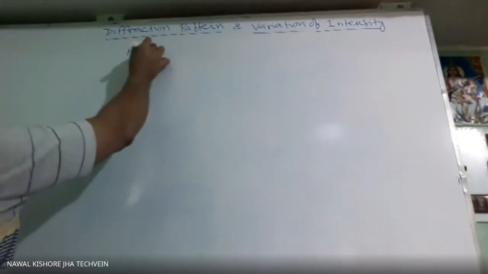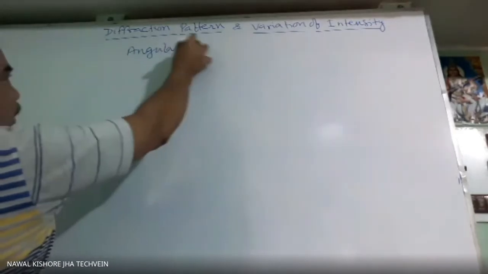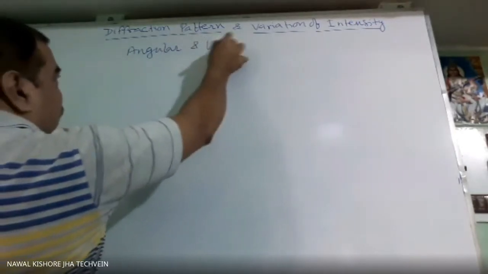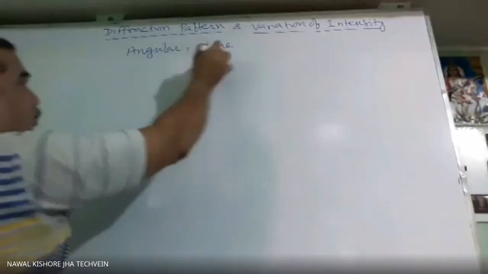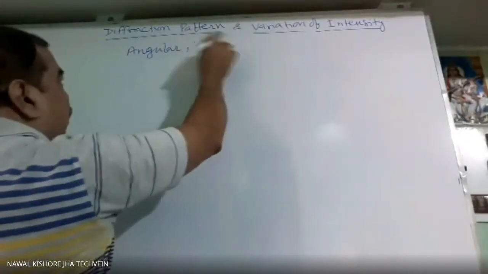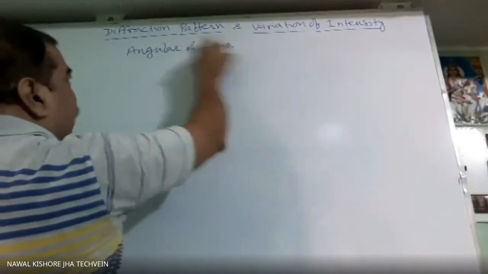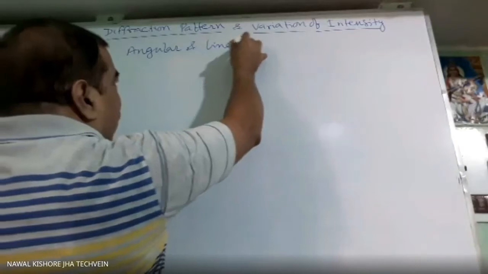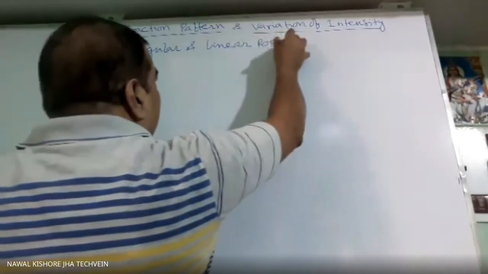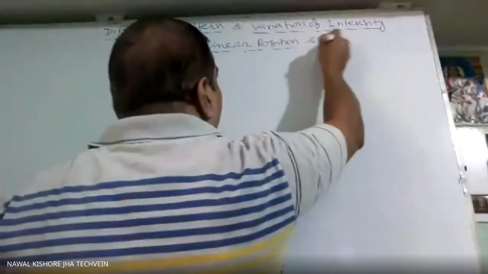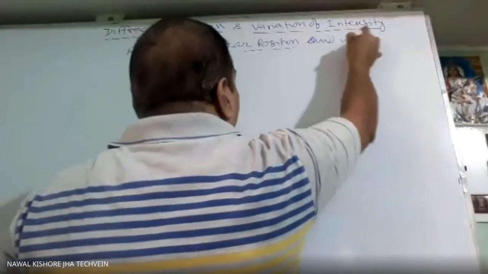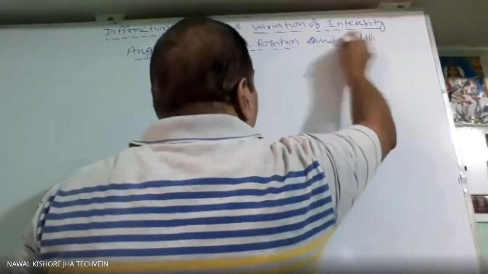Now, angular position and linear position. Angular position, linear position, and width also. Okay. Angular and linear. And width. Mainly it is a central maximum.